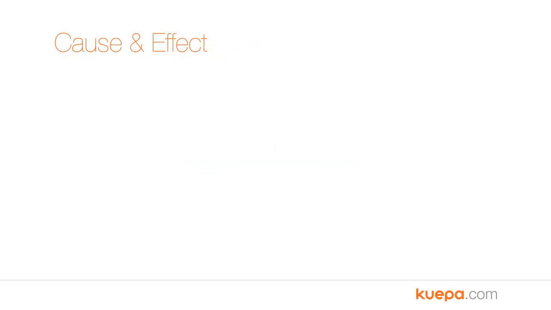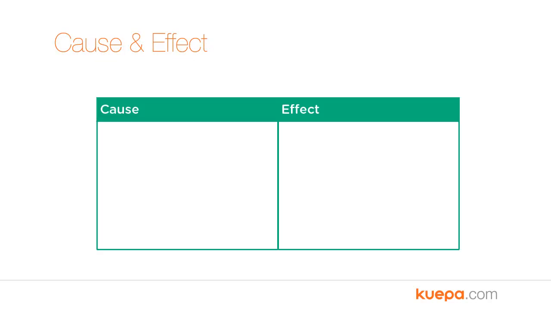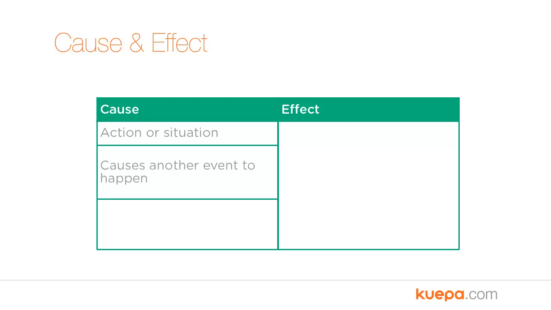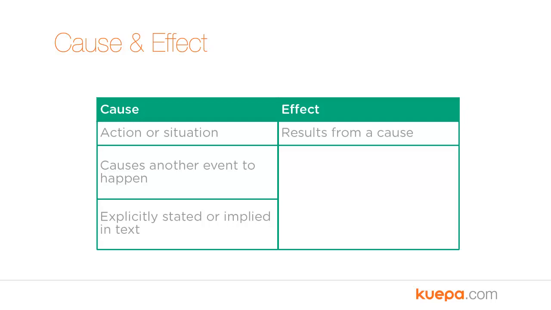So first of all, what do we mean by cause and effect? A cause is an action or a situation that makes another event happen. It may be stated explicitly or implied in the text. An effect is something that happens as a result of a cause. These too may be stated or implied in the text.